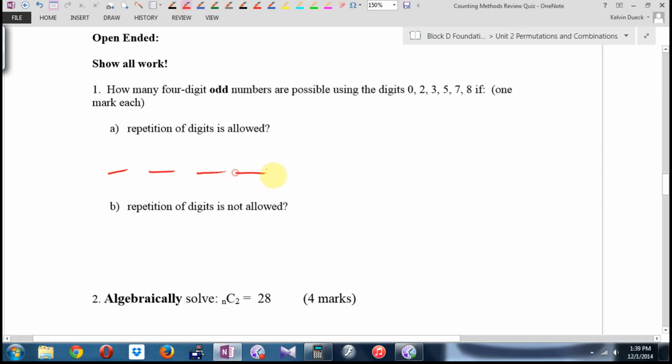1, 2, 3, 4. Now it says it has to be odd. So if it's odd, we're really talking about what it ends in. I guess in this example, it has to end in a 3 or a 5 or a 7. Right? How many choices do I have for that? 3. And repetition of digits is allowed. So I guess that means we throw it back and we're back to our original Scrabble bag. How many choices do I have for the first digit? Careful. 5. Why not 6? Okay, can't start with 0, so I have 5.